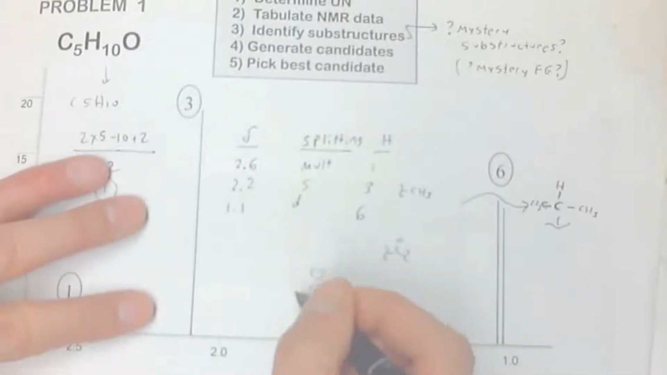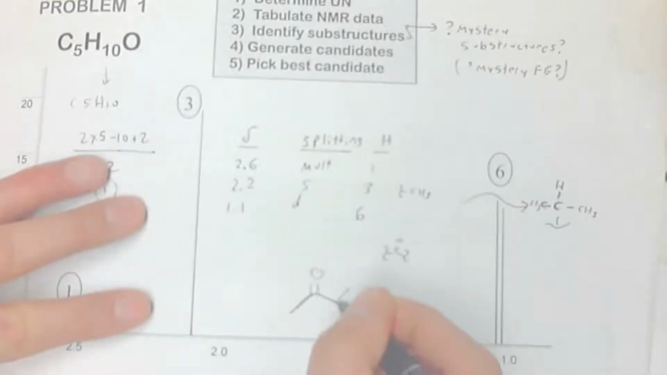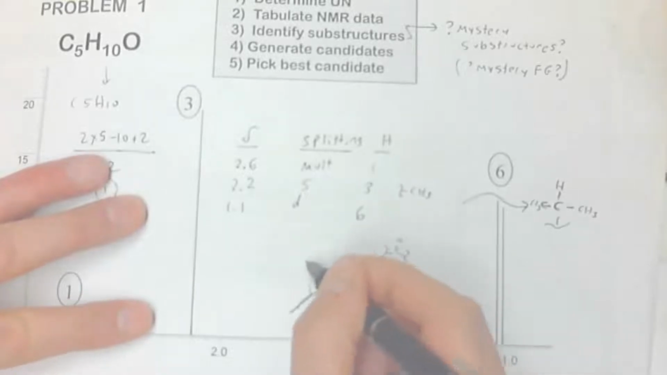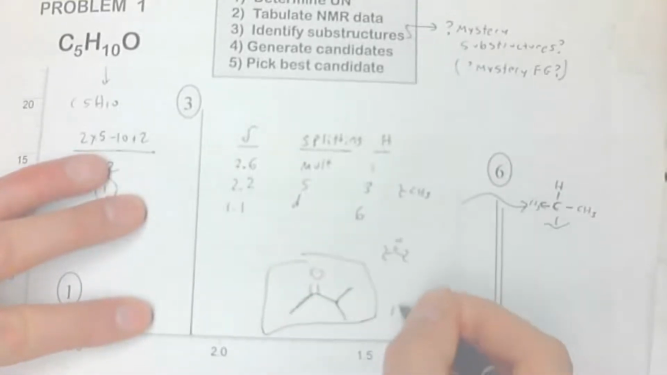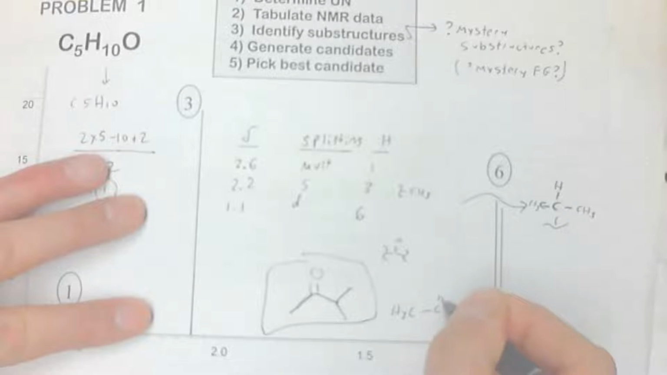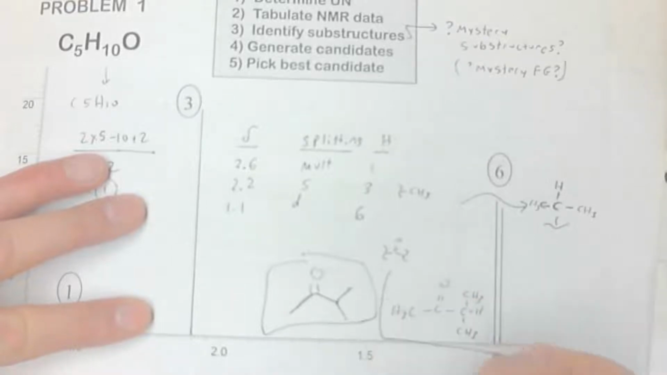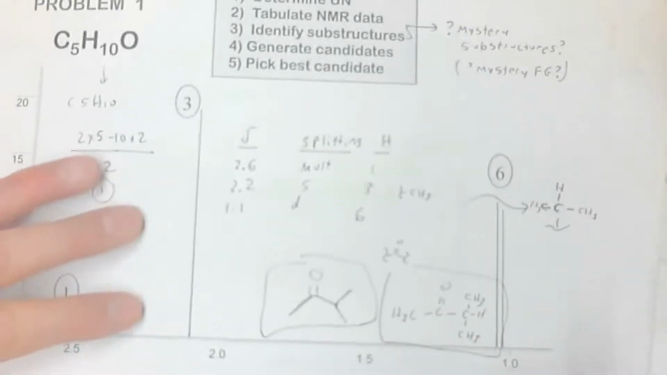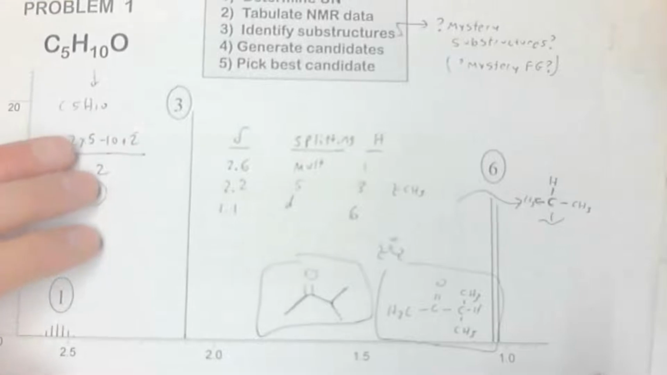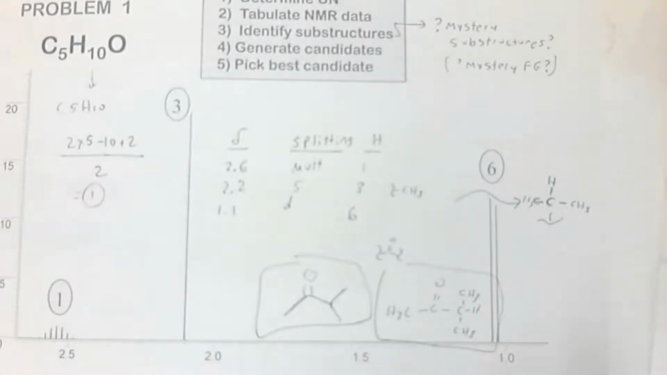right? It's isopropyl methyl ketone, or you could draw it if you like. Those are the same, right? It's a pretty cool process. And now we have like a bunch more examples.